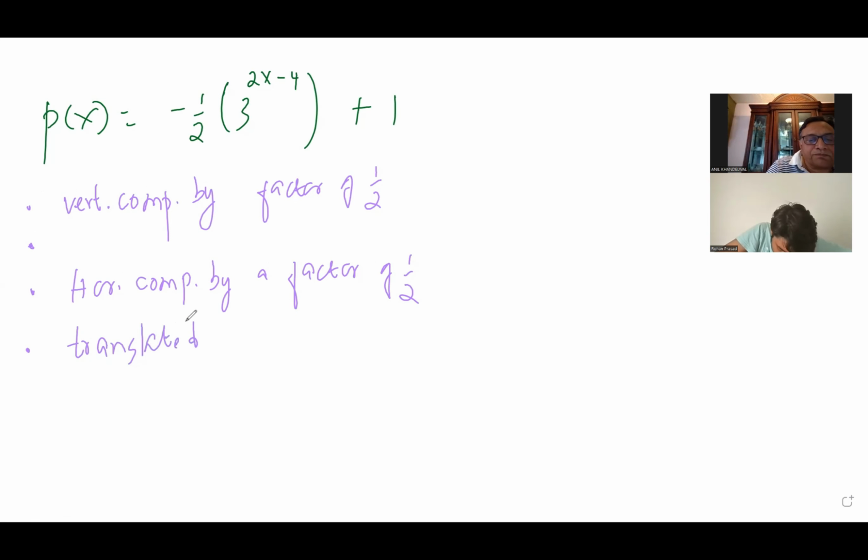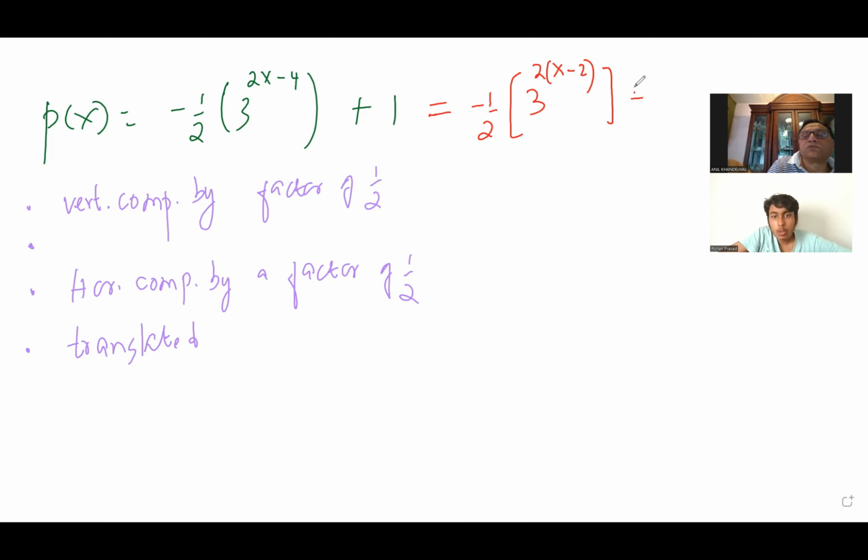That is wrong. What you need to do is factor out this 2. When you do that, you get minus half times 3 to the power of 2 times (x minus 2), plus 1. Get the idea? So translate it 2 units right and 1 up. Is that clear?